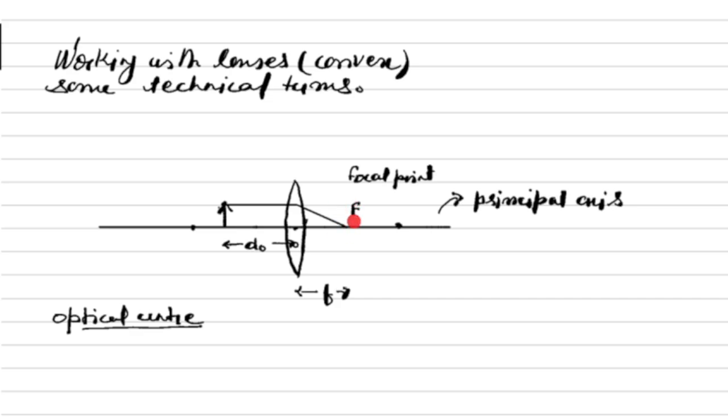The distance from the optical center to the focal point. So can we define the focal point? It is where the parallel rays converge. They will all converge on this point only. So the focal point is where parallel rays converge, and in the case of a concave lens, they appear to diverge from that point.